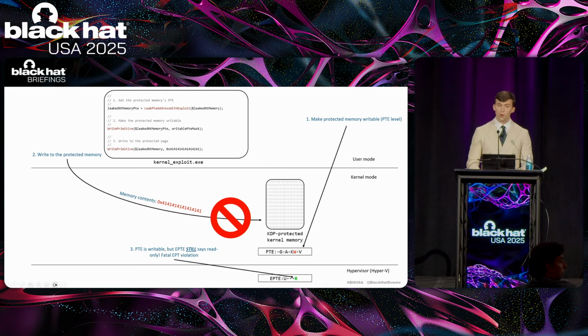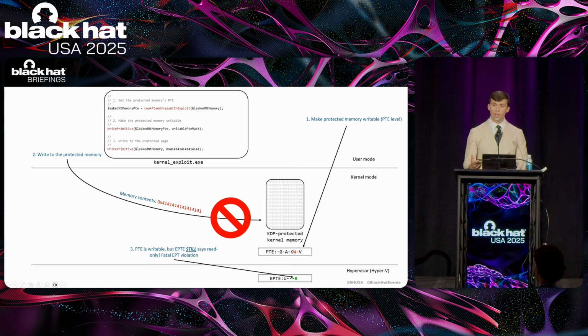So again, we have a kernel exploit here. We're running in user mode, and we leak the associated memory of a KDP protected region of memory. We locate its associated page table, and we mark it as writable. So now we actually go to do the write operation. But in this case, where is the write operation happening? In VTL0, which is a guest, like a VM.